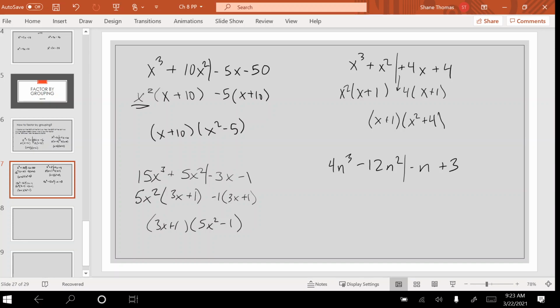Okay, so what do I pull out of the first pair? It's still not the same. 4n squared, right? That leaves me with n minus 3. Now, on the right side, I have negative n plus 3, right? So it's the same, it just has negative signs. If I pull out a negative 1, that makes this positive. What happens to 3? Makes it negative. Now my parentheses match: n minus 3. Left over is 4n squared minus 1.